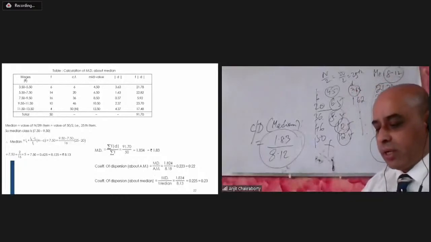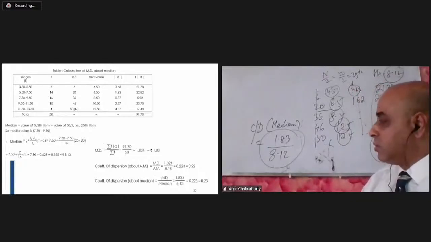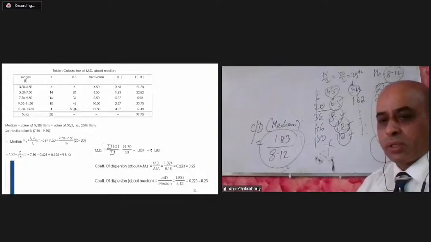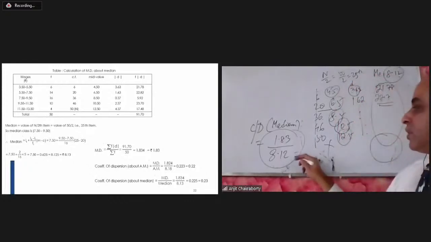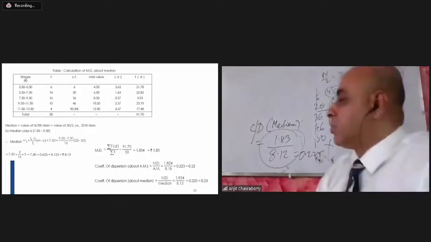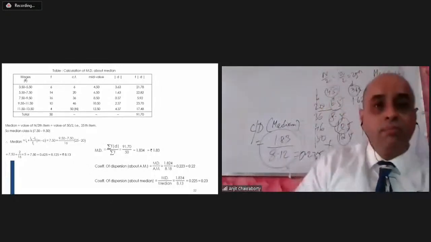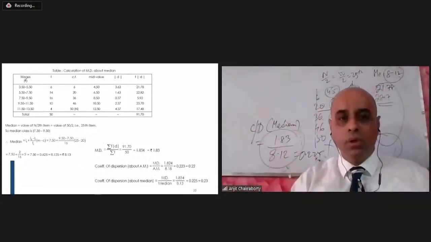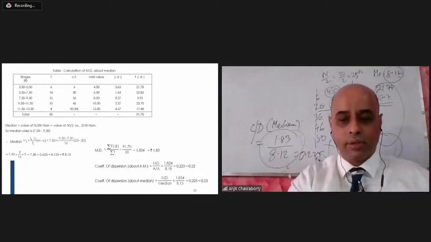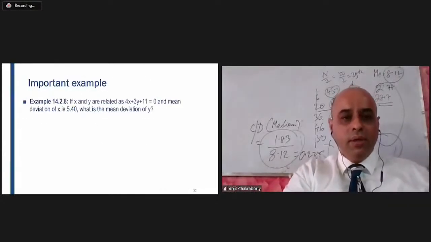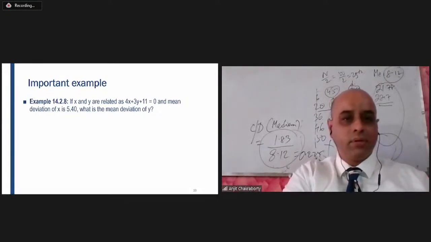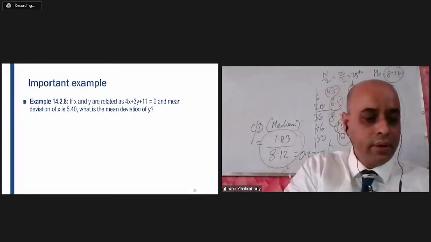You can multiply that by 100 also. So 183 divided by 812 is approximately 0.225. So we have got the coefficient of mean deviation, but it is from the median. We worked out the median using the formula n by 2, got the median, and then solved it out. Last one, if x and y are related like this, a very important question from the exam.